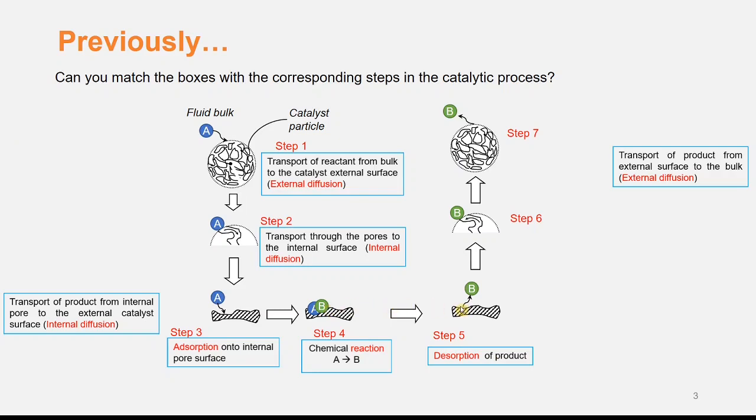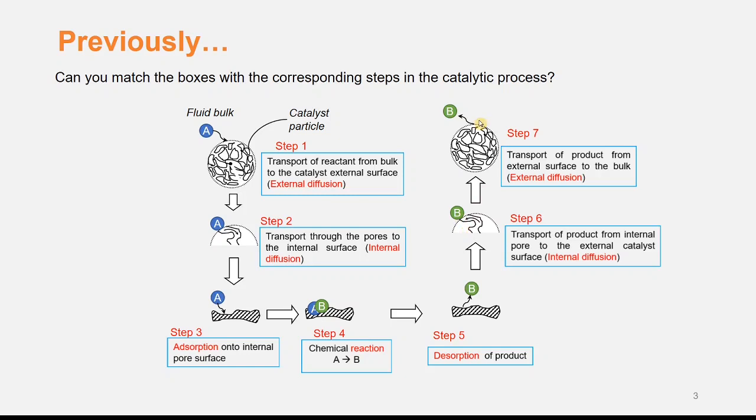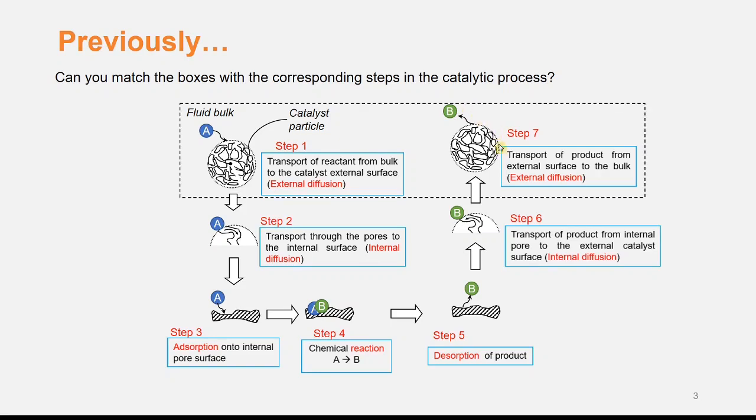Step 5 is the desorption of product B. Step 6 is the transport of product B from internal pore to the external catalyst surface, which is an internal diffusion step. Step 7 is the transport of product B from external surface to the bulk, which is an external diffusion step. Steps 1 and 7 are external diffusion steps, while steps 2 and 6 are internal diffusion steps.